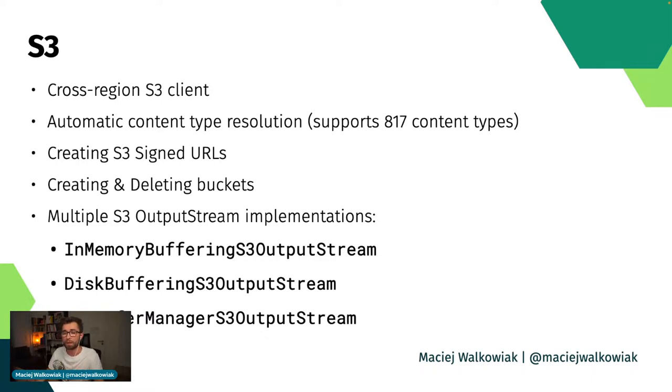And also we realize that there is just no one single right way to upload files. So we provide three different implementations of the output stream: the one that is buffering changes in the memory, another one that buffers them on the file system, and another one that uses the AWS CRT client with transfer manager. This is a very recent addition to the AWS SDK.